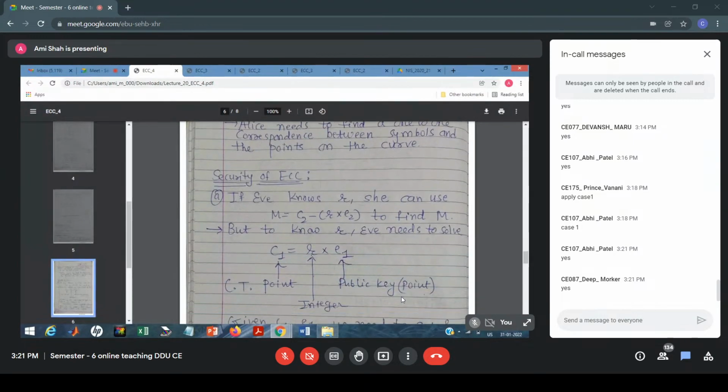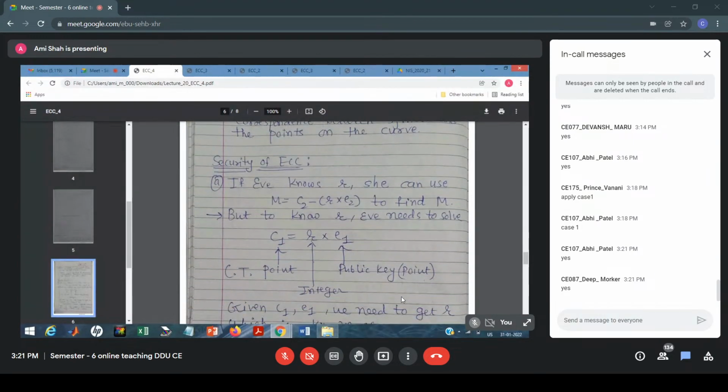Now the security of ECC. Here I can say that if Eve knows R, then Eve can use this equation, that is M equals C2 minus R into E2, to find M, right? All of you know this equation. Because the ciphertext is known and E2 is public, if Eve knows R, then Eve directly gets the value of M.